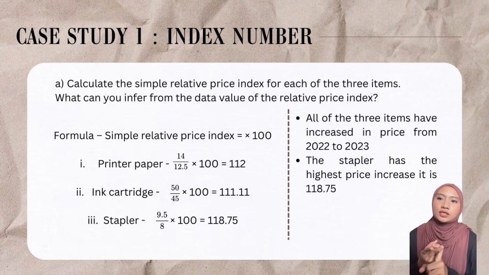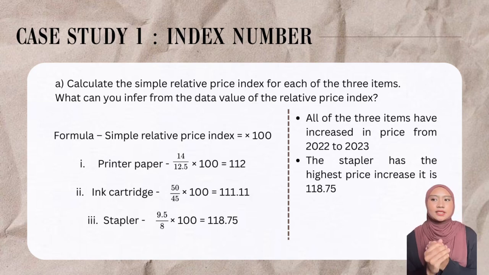So before we calculate it, we need to know what formula we need to use. The formula is price in 2023 divided by price in 2022, then multiplied by 100. For the first item, printer paper, 14 ringgit divided by 12 ringgit 50 cents and multiplied by 100 equals 112.00%.